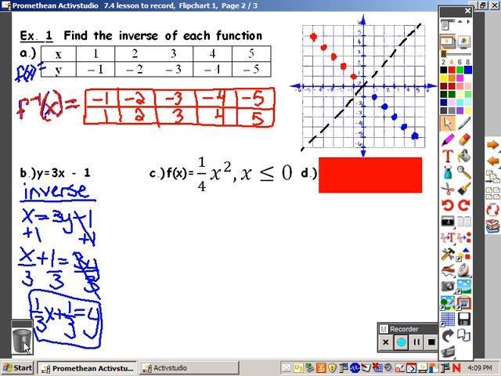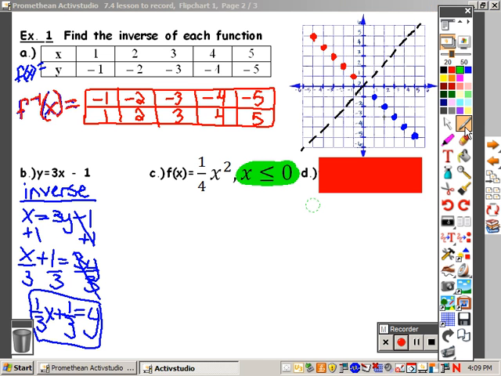All right, part C says f of x equals 1/4 x squared, and then there's this comma, x is less than or equal to 0. This information right here, this x is less than or equal to 0, that's not part of the equation in terms of the work. You're not going to work on that. What this is doing is it's giving you information and saying we only care about the inverse where x's are less than or equal to 0. And we're going to come back to that at the end of the equation.